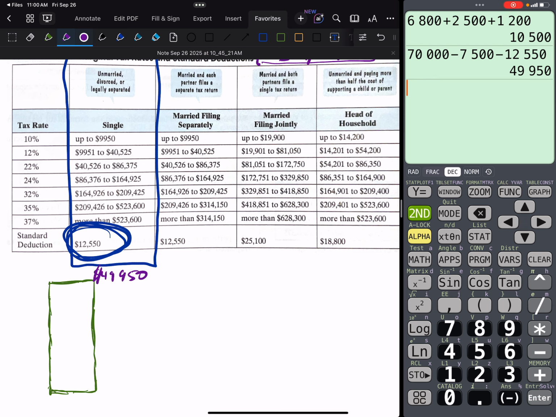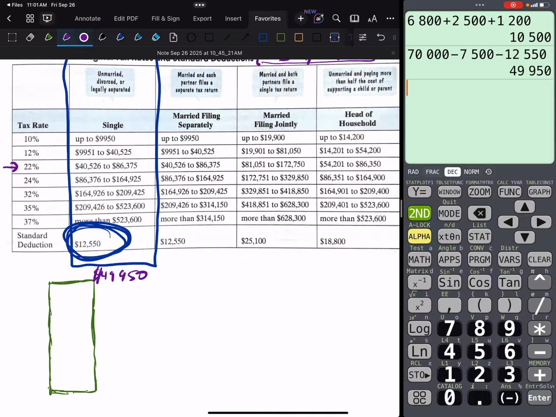And so what I do is I say, okay, well, my $49,950, it's more than the $9,950. It's more than the $40,525. But it's not more than the $86,375. So it lives between that $40,526 and that $86,375. And that means that I'm in the 22% tax bracket. And so you can translate: I've got $49,950 in taxable income. That places me in the 22% tax bracket.